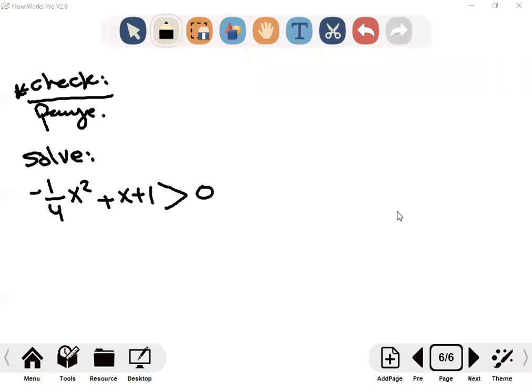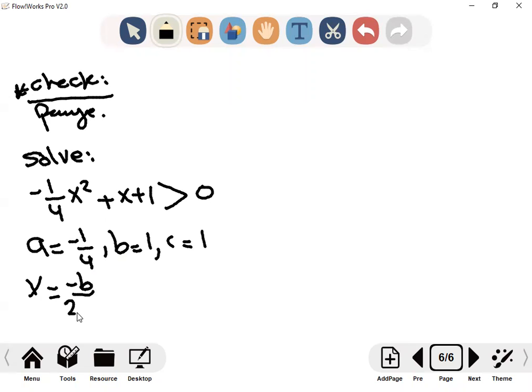Look at the board. A is how much here? B is 1, C is 1, right? Find the axis of symmetry. Minus B over 2A. So minus 1 over 2 times negative 1 over 4, right? Equal minus 1 over negative 1 over 2. So positive 2 overall. What does the calculator give? X equal positive 2. Negative 1 divided by negative half, it will be positive 2.